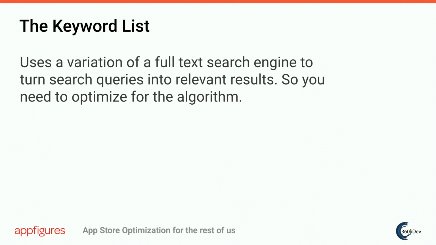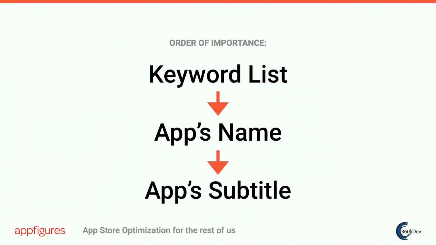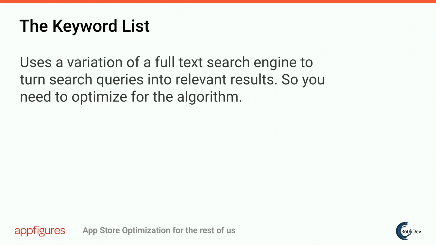So your keyword list, and I talk about this all the time because if you remember from the previous slide, the keyword list is the most important place to put your keywords in. And that's also why sometimes when you search on the App Store, you see apps that don't mention the keyword you're looking for at all, and you're wondering, why are they even here? It's because they optimized their keyword list to go after that keyword. It's so powerful, it doesn't even have to be visible on the App Store. So we'll start with that.